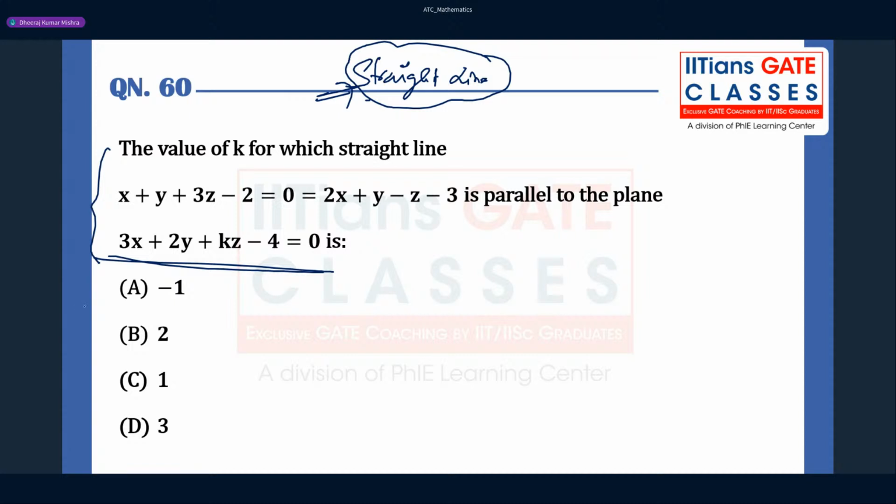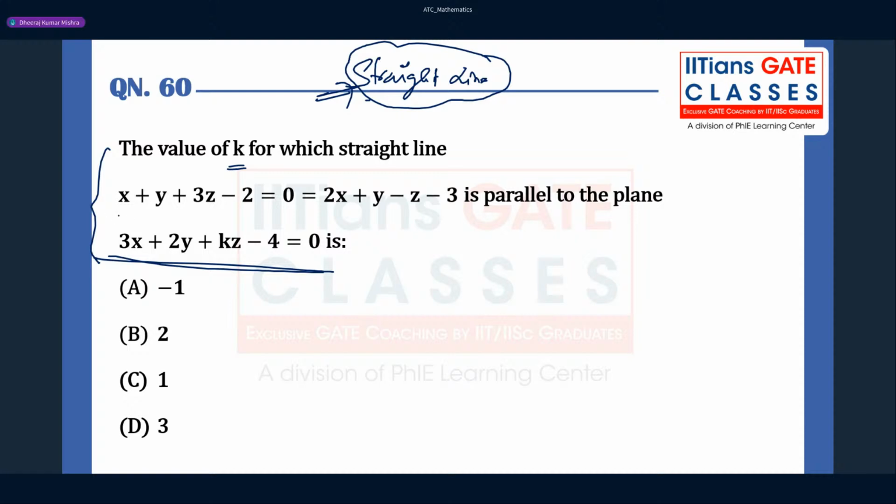These are the straight lines that are given, which is parallel to the plane, right? So how can you find the value of k? That is the question. You guys can also solve this question. It's not a tough question, right? Please try this question, guys, so that we can find out.